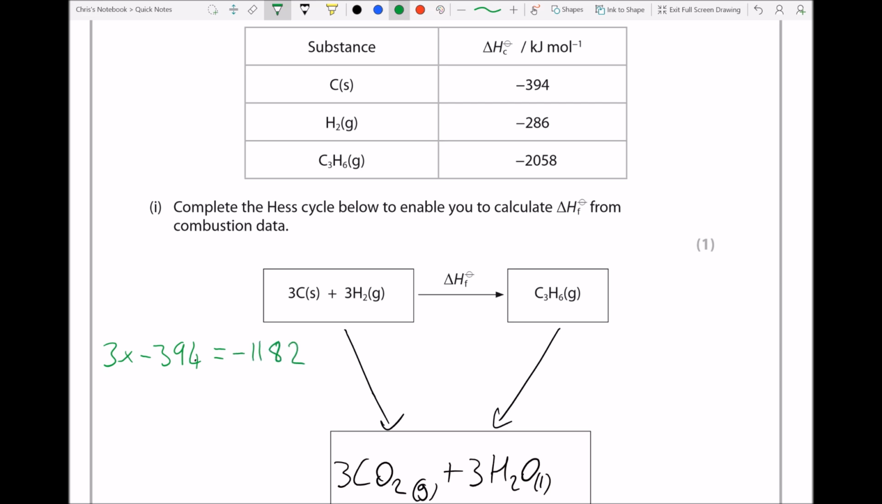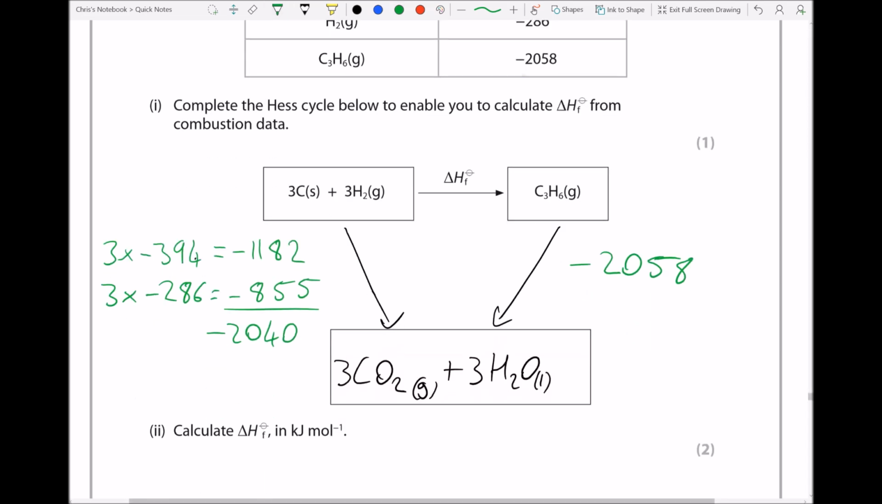Okay, we've also got 3 lots of hydrogen as well. So 3 times minus 286. Okay, and that's going to give us minus 858. Add all that up, we should get minus 2040 kilojoules per mole. Okay, look on the other side. Combustion of ethene is very straightforward. We've only got 1 molecule of that anyway. It is 2058.